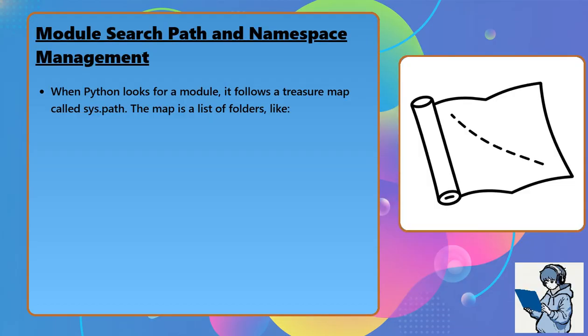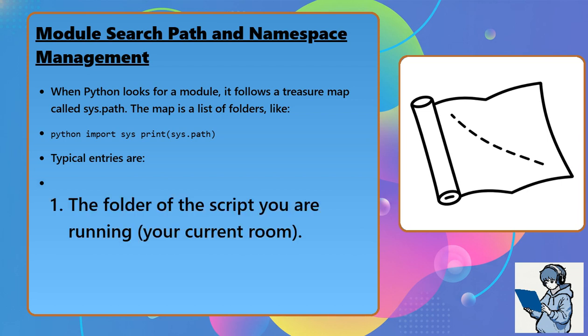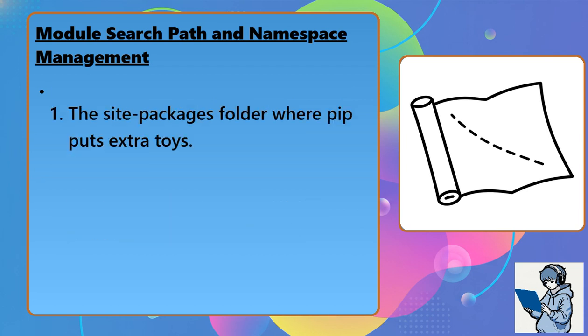When Python looks for a module, it follows a treasure map called sys.path. The map is a list of folders, like this: import sys, print(sys.path). Typical entries are the folder of the script you are running, your current room; the site-packages folder, where pip puts extra toys; and any extra folders you added later.